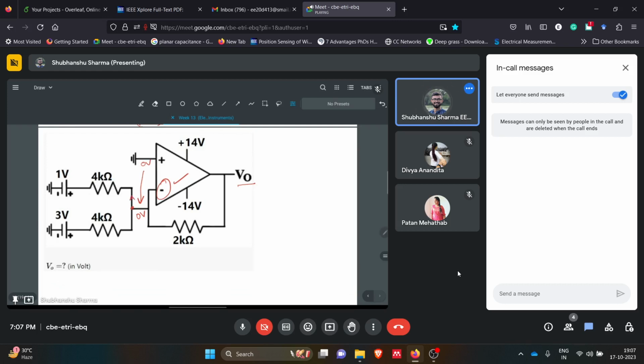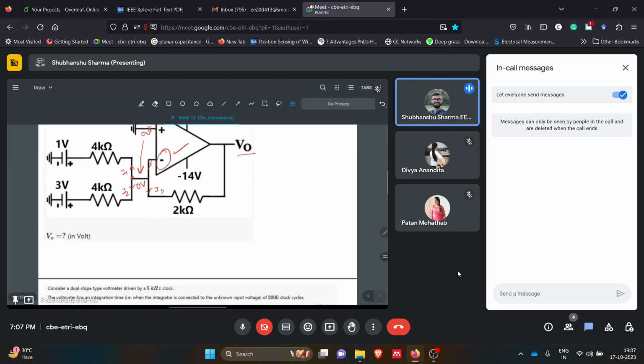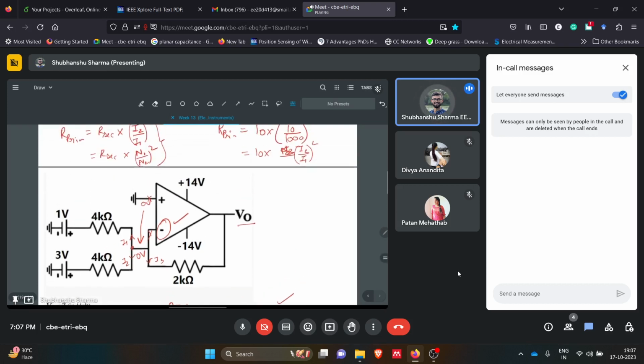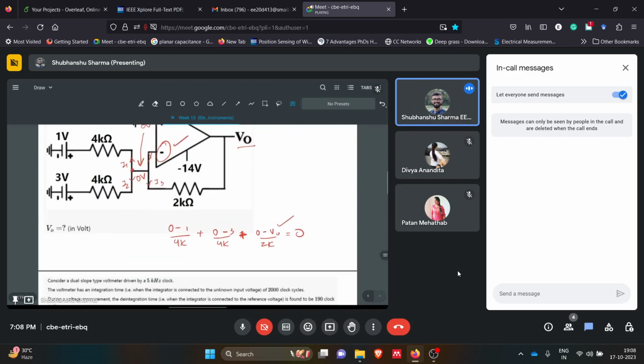So let's say I1, I2, I3, and also keep in mind that no current will flow inside the op amp, which makes things much easier. So this will be (0 minus 1) divided by 4k plus (0 minus 3) by 4k equals (0 minus v naught) by 2k, with the sum equal to 0. If you solve this, you will get v naught. That is simple. For op amp based questions, just see in which feedback the op amp is being operated.